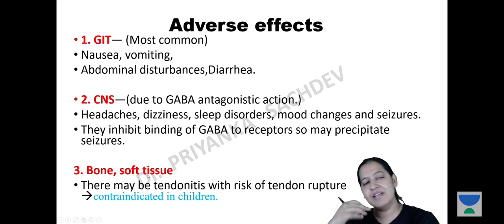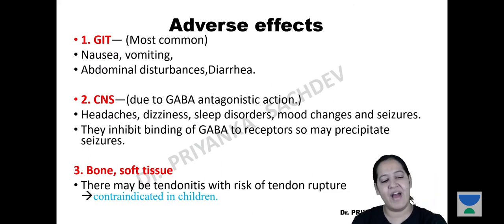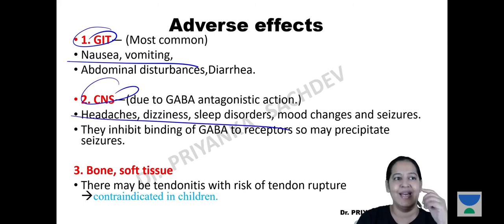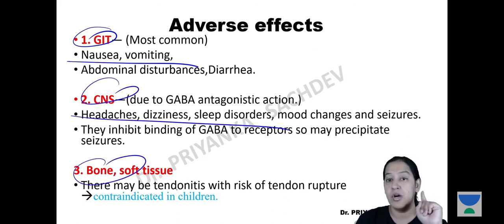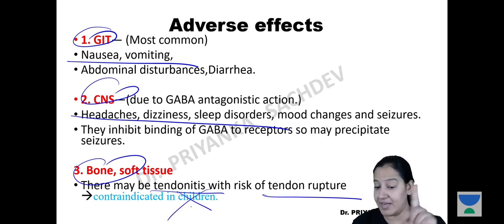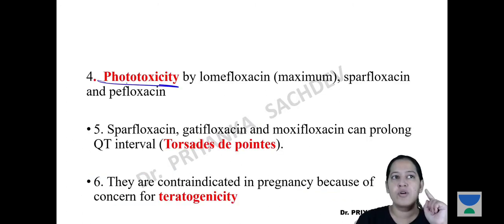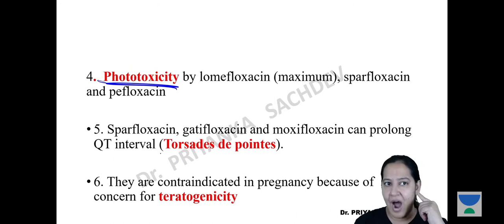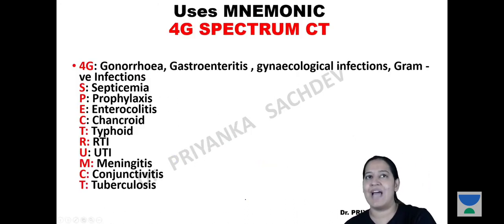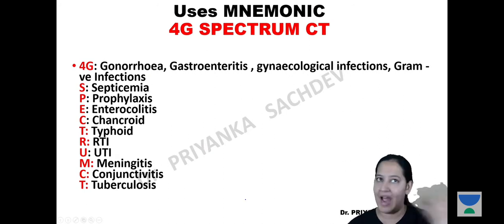What are the adverse effects? There is no mnemonic for the adverse effects. You can learn like: in GIT, nausea, vomiting; in CNS, headache, dizziness; in bone and soft tissue it causes tendinitis and rupture of the tendon. That's why it is contraindicated in children. Phototoxicity is caused. In the heart, torsades de pointes is caused and they are teratogenic. So you have to learn the side effects on your own. There is no mnemonic. I don't have any.